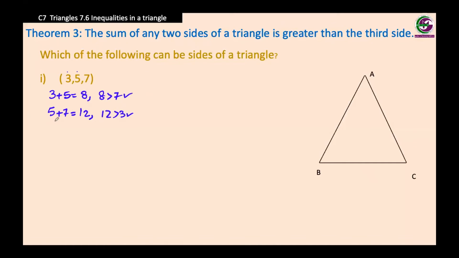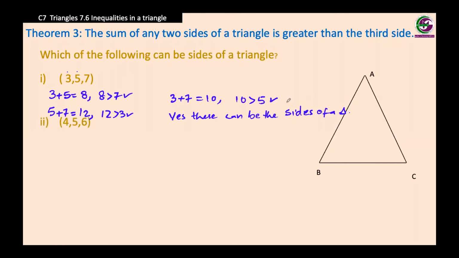And the next one is first and last. 3 plus 7, which is 10, and you know 10 is greater than the other side, which is 5. If all the three are accepted, then we can say, yes, these can be the sides of a triangle. Let us see another example.